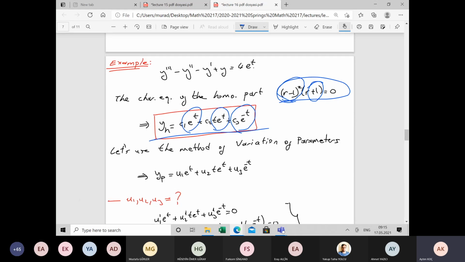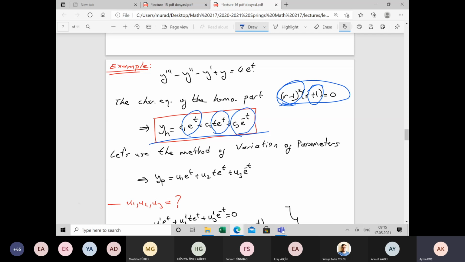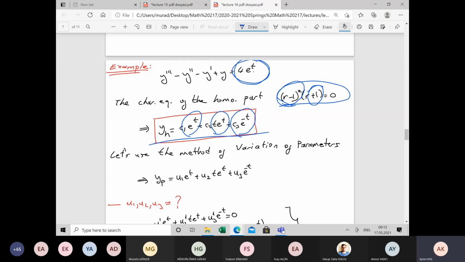But look at the right side, an exponential function, so here we can use the method of undetermined coefficients, because it's exponential. So the particular solution has this form: A times e to the t. Here our aim is to get the particular solution by using undetermined coefficients.